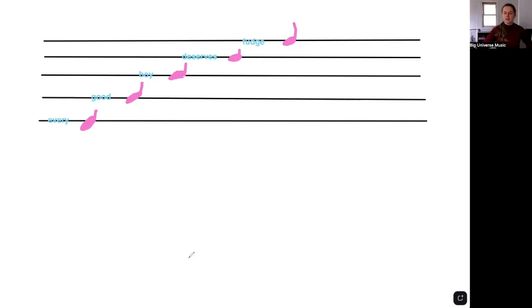5 lines, 5 fingers. Then we have spaces. So in these spaces, it's easy. Face in the space: F-A-C-E. So if I had a note here, it'd be F. If I had a note here, it'd be A. If it was here, it'd be C. And then if it was here, E. So that's F-A-C-E. Every good boy deserves fudge. F-A-C-E. That's all you have to know.